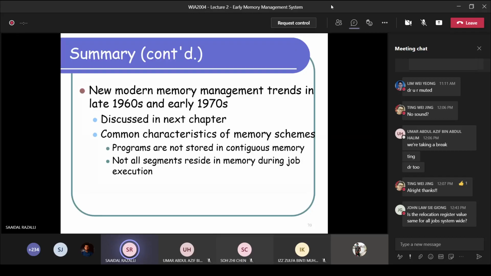So in the next class, programs are not stored in main memory during job execution. They have a cache memory and so on. This is where we call the cache memory, so that the processor doesn't need to go to the main memory, it goes to the cache memory to make it faster.